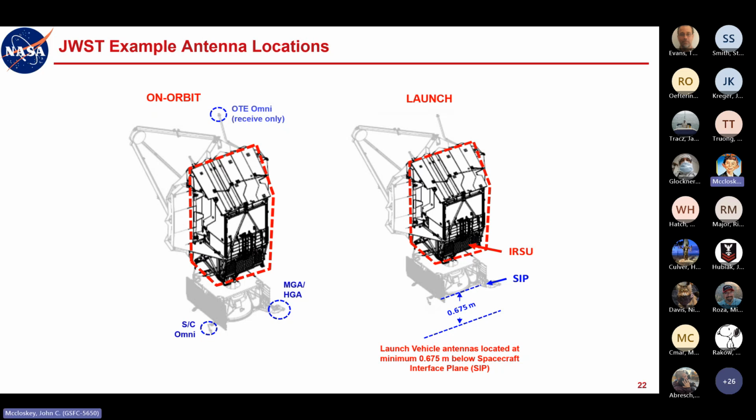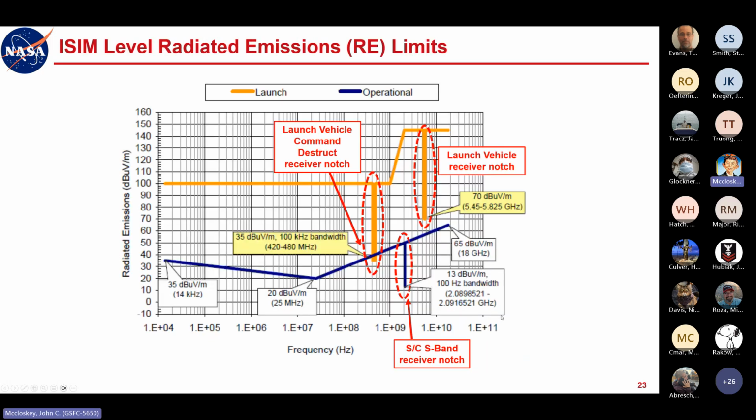So where the specific antennas are, we tried to get some idea of where they were around the circumference, but that's where they specified to take the measurement. So that's where we put our measurement antennas at spacecraft level anyway. So here is the JWST RE limit. And again, we have two sets of limits. The launch is the orange curve, and the operational on-orbit operational is the blue curve.